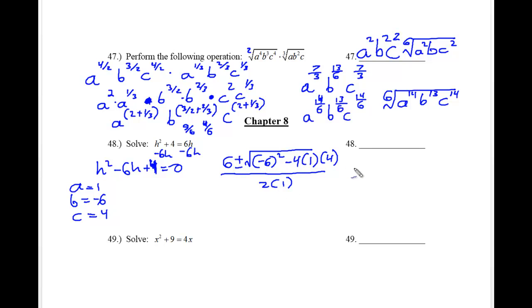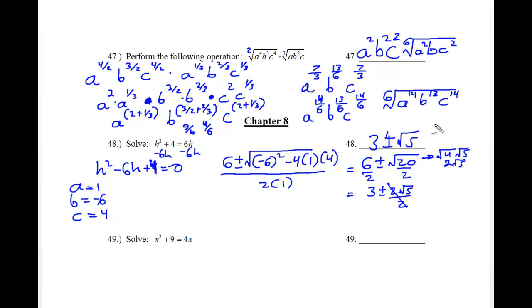Now if you did the work here, you're going to get down to 6 plus or minus the square root of 20, all divided by 2. And this is where I spin my wheels a little bit, because when I simplify this, it's going to be a little bit easier to see that that would be a 3. Now the square root of 20 can be broken down into the square root of 4 and square root of 5, or 2 square roots of 5. So if I have 3 plus or minus 2 square root of 5 over 2, the 2's simplify, so my answer becomes 3 plus or minus the square root of 5. And that would be my answer for the problem. 3 plus or minus the square root of 5. And that would be fully simplified.